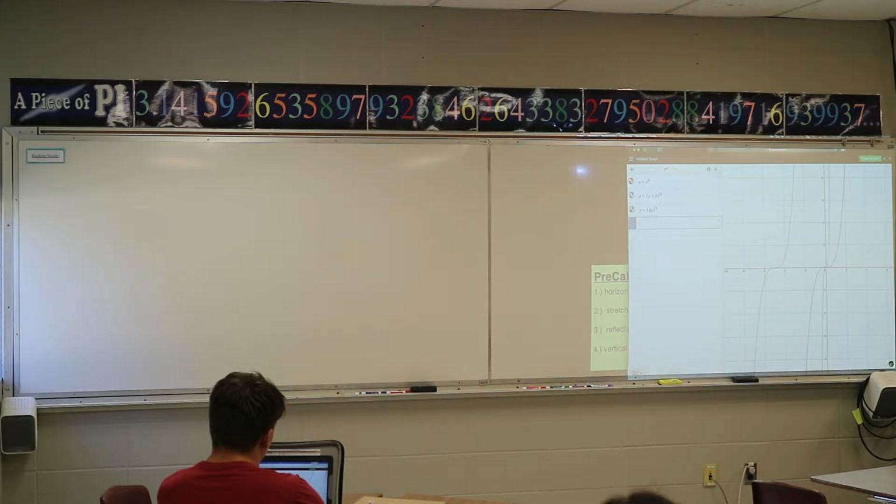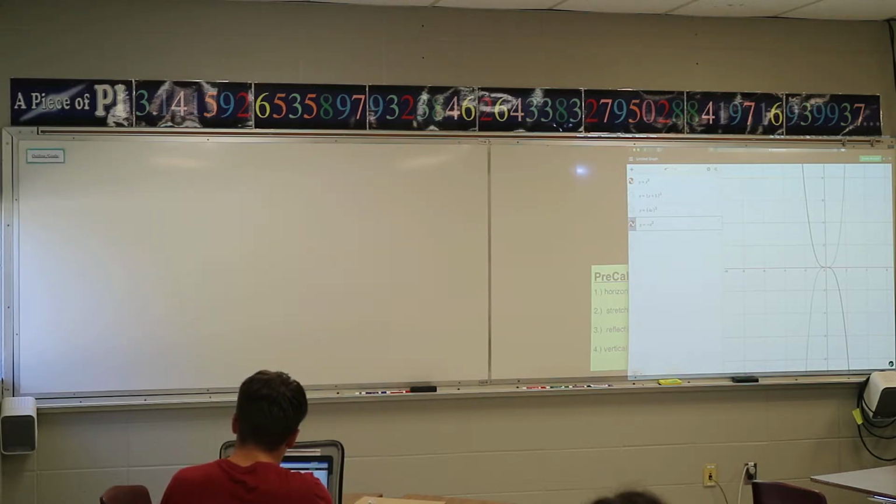Okay, questions with the shrinking and stretching, horizontally versus vertically. No. Reflections. If you put a negative sign out front of the x cubed, not in the parenthesis, I'm gonna turn these others off. So if I put a negative sign out front, it will flip it across the x-axis. So normally it's going this way in red. Now it's going the opposite direction.